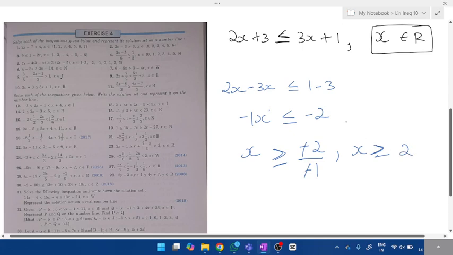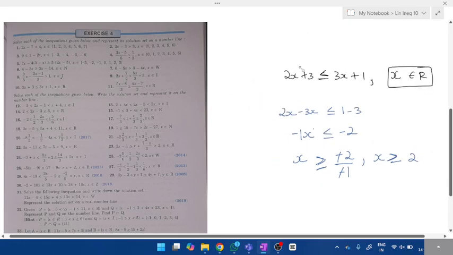And real number is given. Till here, did you all complete? Did all of you get x greater than or equal to 2? Yes, sir. Look here, I'll show you how to plot.